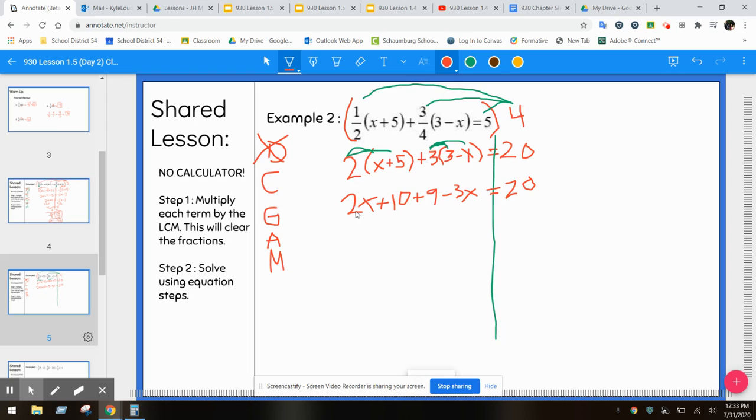Long story short. So 2x minus 3x is negative x. 10 plus 9 is 19. And that is all set equal to 20. We combined our like terms. I do not have to get the variable on one side because it's already only on one side, so I can cross that off. Now I need to subtract my constant, so I'm going to subtract 19. And I get negative x equals 1.